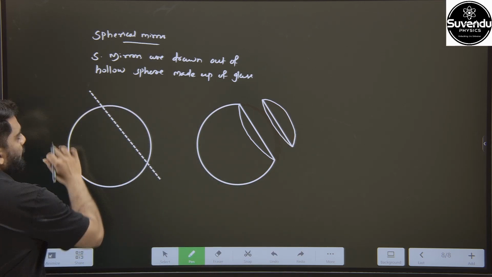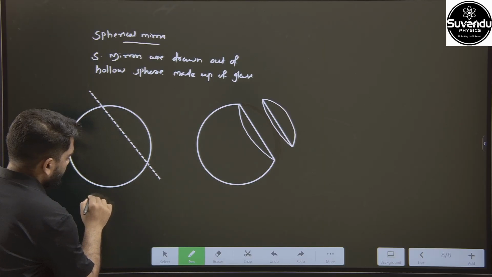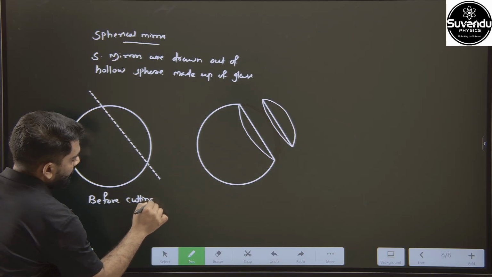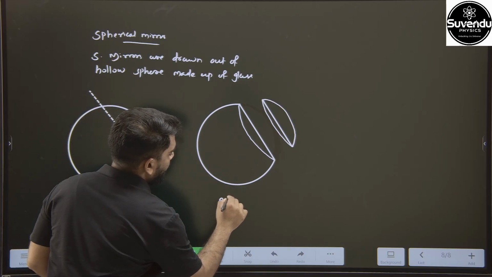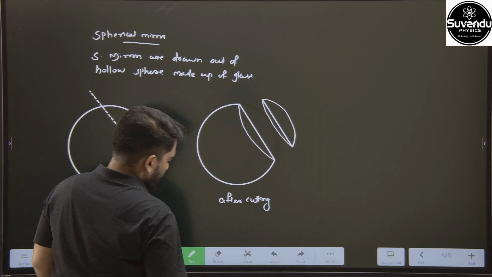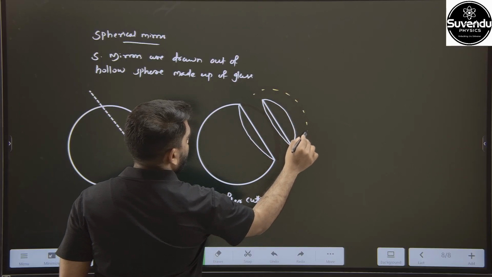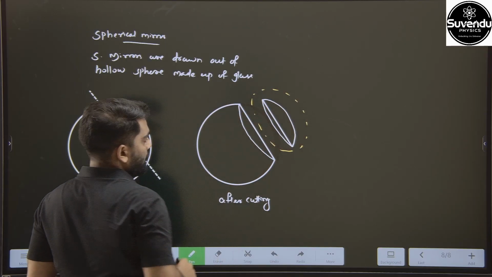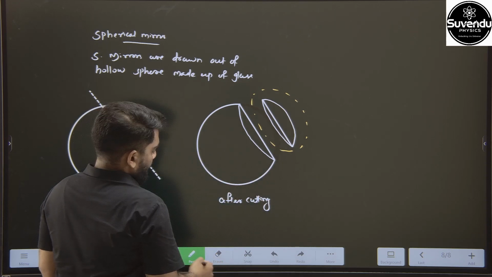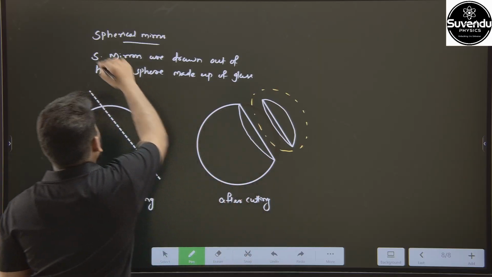So this is the whole sphere after cutting. This is before cutting. And the second diagram represents after cutting. Now think about this cutting portion. Think about this bowl-like shape you see. From this we can extract the spherical mirror.